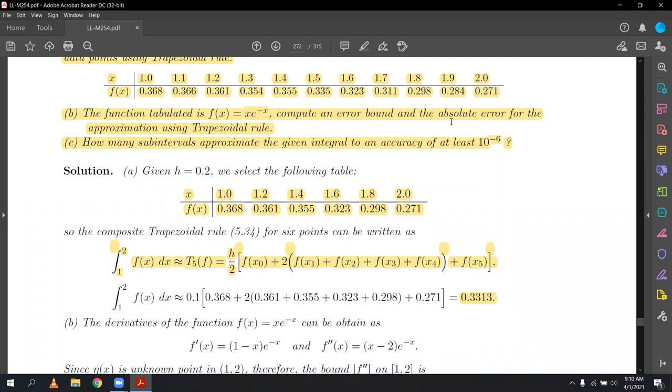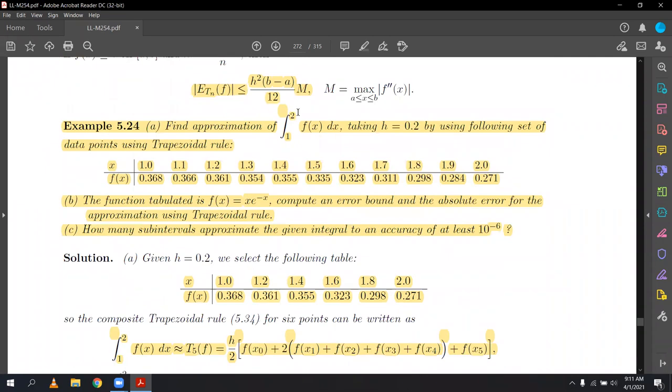Of course, the absolute error he will not give you in the exam, because it will take more time. But I just solve it here. In the exam, the teacher only asks you to compute the error bound. And we know the error bound formula is h squared (b minus a) over 12 times M. We know h is 0.2. We know b, the upper limit, is 2. We know a, the lower limit, is 1. The only thing we don't know is M. What is M? M is the maximum value of the second derivative in the interval.